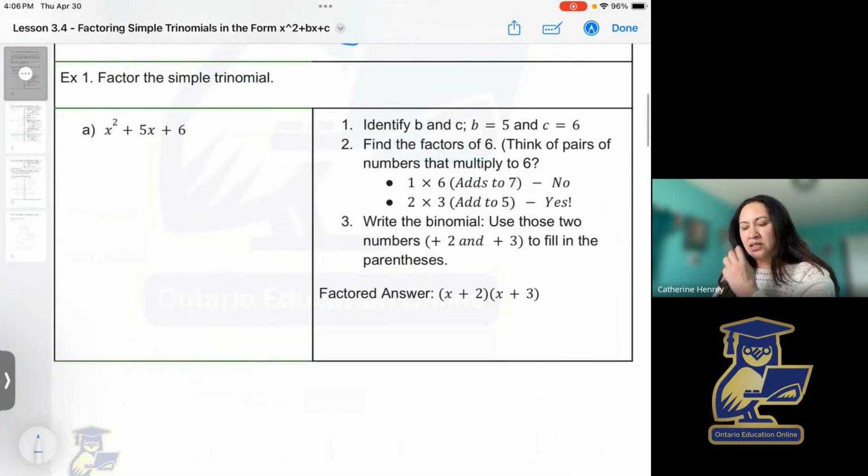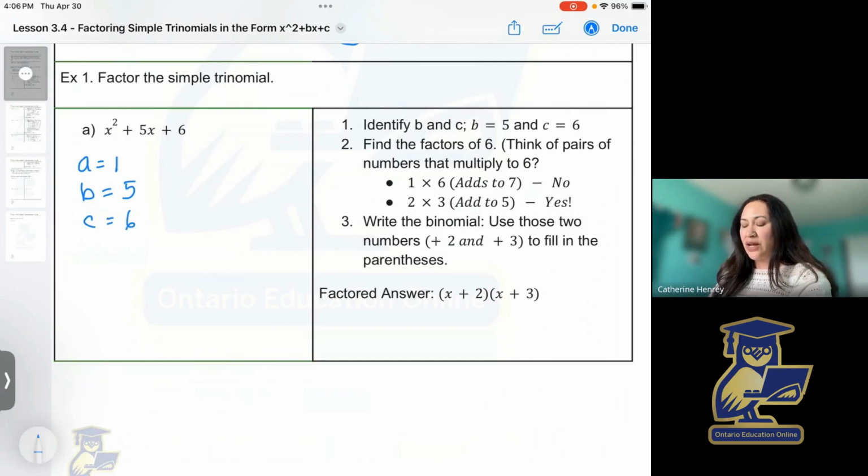If we start with x squared plus 5x plus 6, we can identify the a, the b, and the c in this trinomial, and sometimes that helps. So a equals 1, that signals that it is a simple trinomial. Here b is equal to 5, and c is equal to 6.